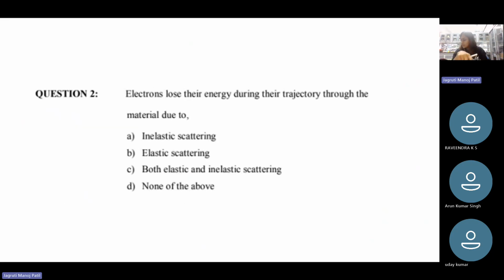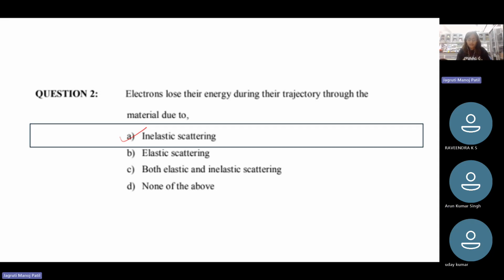Next question. Electrons will lose their energy during the trajectory through the material due to which type of scattering? Both elastic and inelastic? It will only lose energy due to inelastic scattering, right? Yes, it's inelastic. Loss of energy is due to inelastic scattering, because elastic scattering involves no loss.